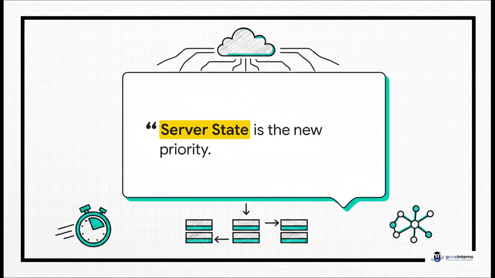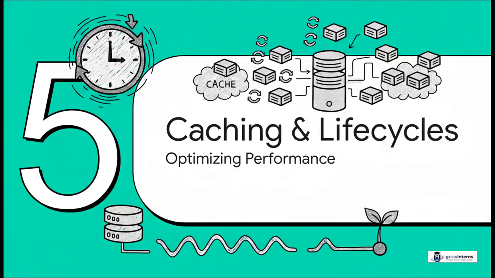In fact, modern application design guides make this super clear. They explicitly say, server state is the new priority. In 2026, we are totally past the days of dumping all our data into massive, bloated global stores. Modern applications prioritize intelligent server state management instead, just to keep everything lean, fast, and easily maintainable. And that leads us to our final section, managing caching and lifecycles, ensuring your app stays robust.